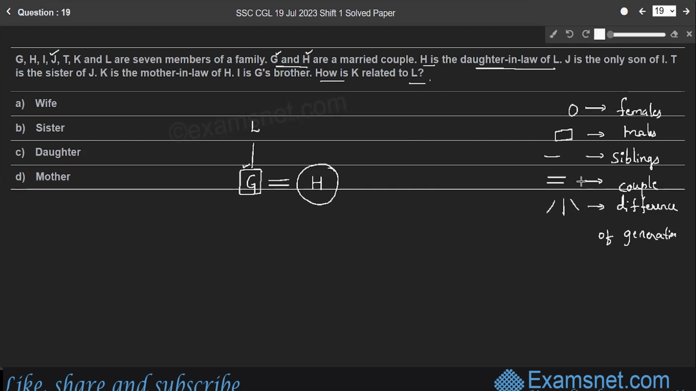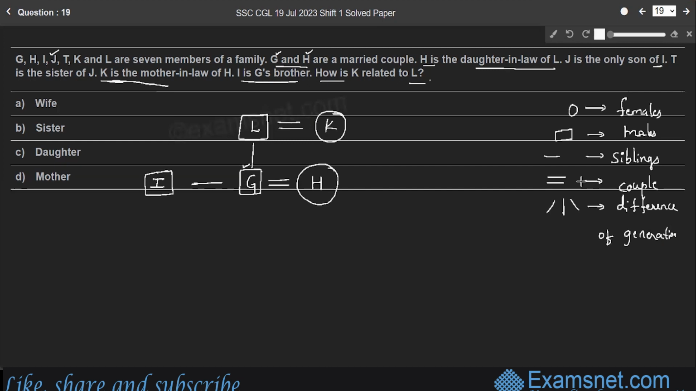And next, J is the only son of I. Who is I here? For that, let us consider this sentence. K is the mother-in-law of H. So K is the mother-in-law of H means L becomes the father-in-law of H, and L and K are a married couple. So K becomes the mother-in-law of H, right? Next, I is G's brother. Therefore, I is a male and I and G are siblings.